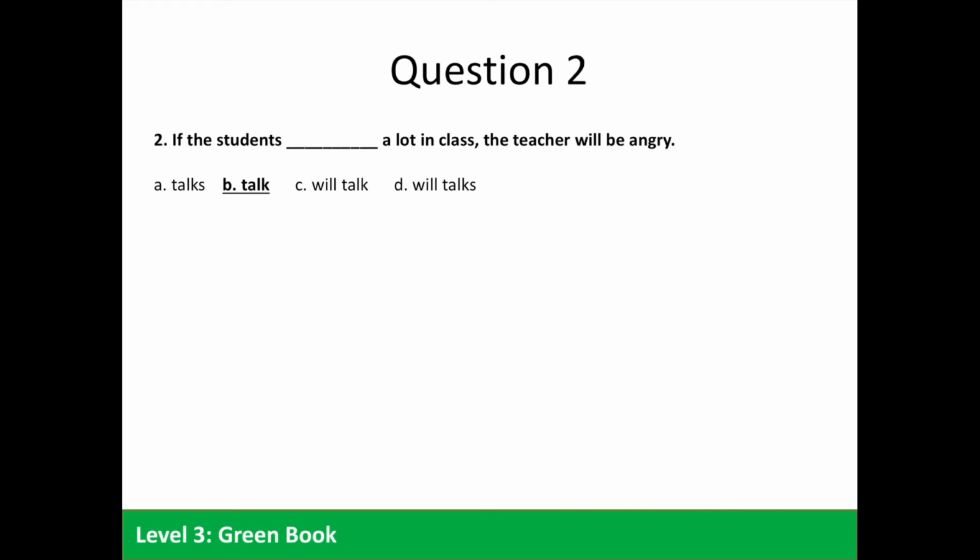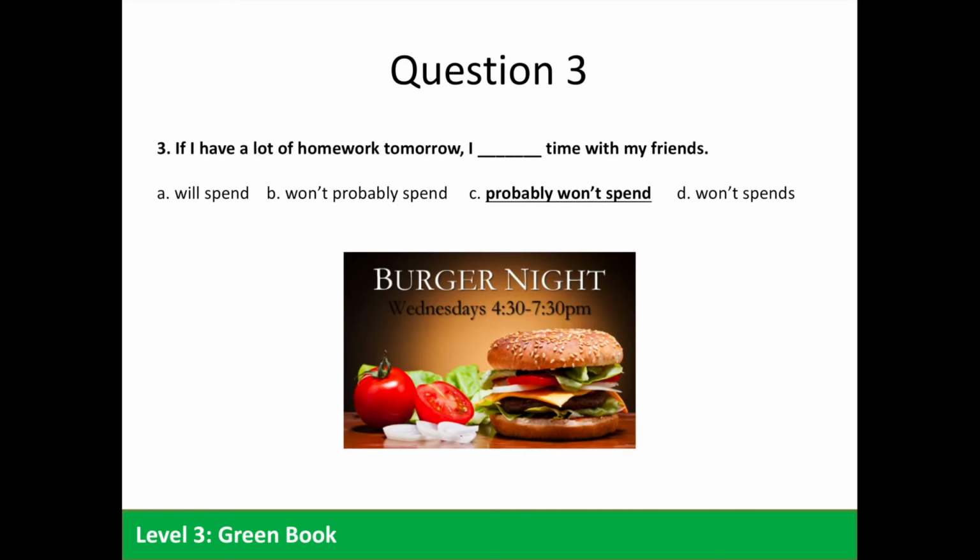Question 2. If the students blank a lot in class, the teacher will be angry. Here we have the if clause, so we know we need the present tense. We have the students, so B, talk, is the correct answer. Question 3. If I have a lot of homework tomorrow, I blank time with my friends. Here we have the independent clause, so it should be in the future tense. We have to remember, okay, if we use probably, it should go before the negative. So C is the correct answer.